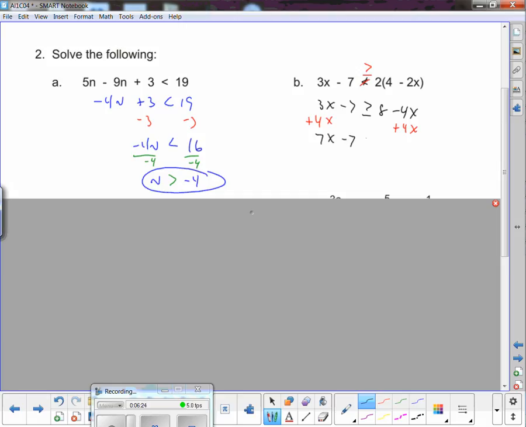I think it's wiser. All right, so hopefully you agree we end up with 7x minus 7 greater than or equal to 8. We're going to add a positive 7 to both sides. And so your next line is going to be 7x greater than or equal to 15.